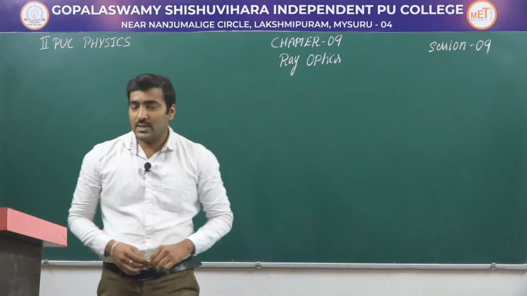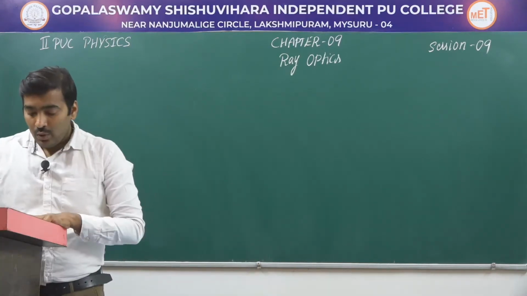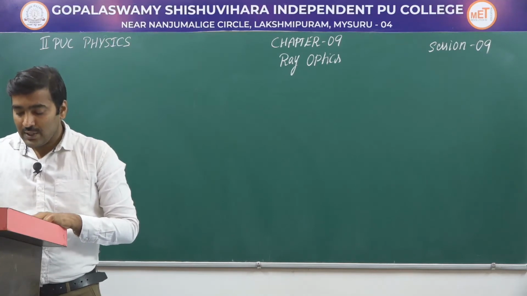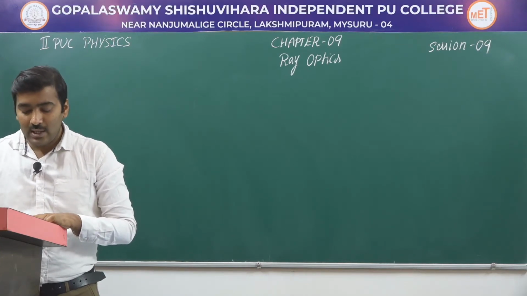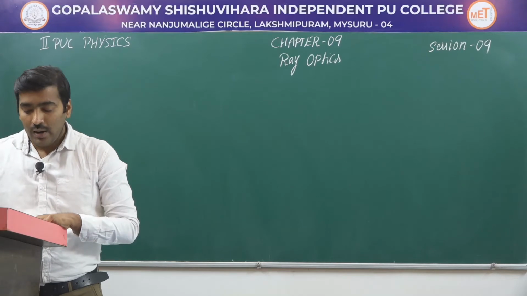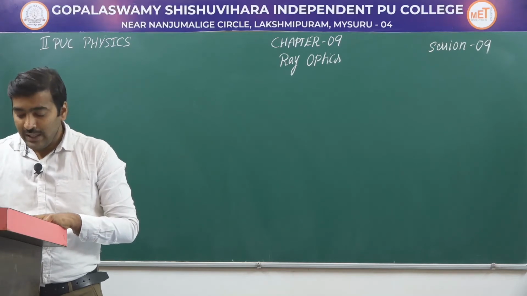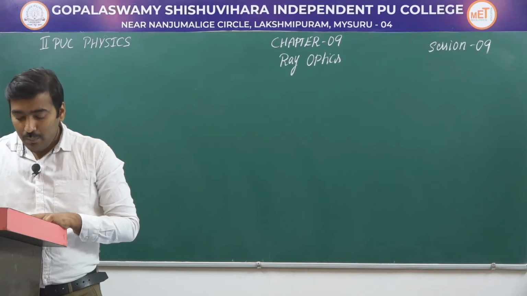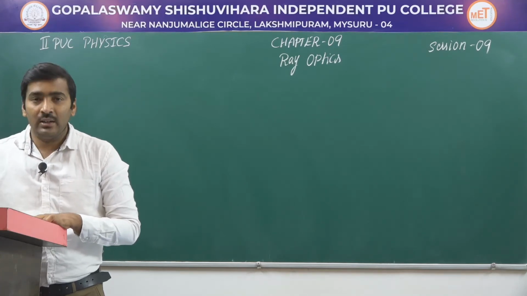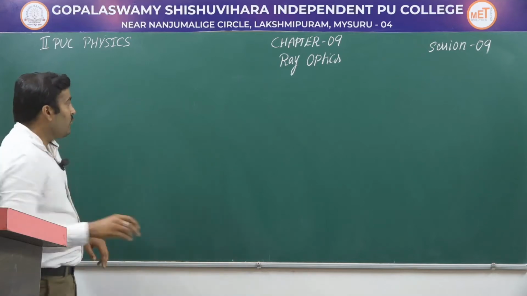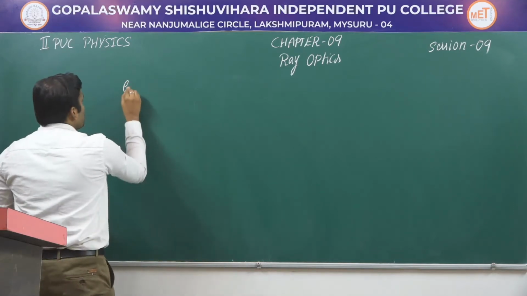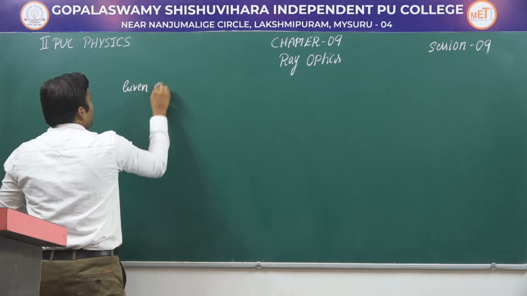The first problem is, I will read out the problem. Two convex lenses of focal lengths 0.20 meter and 0.30 meter are kept in contact. Find the focal length of the combination. Calculate the powers of the two lenses and the combination. First, let us write the given data.